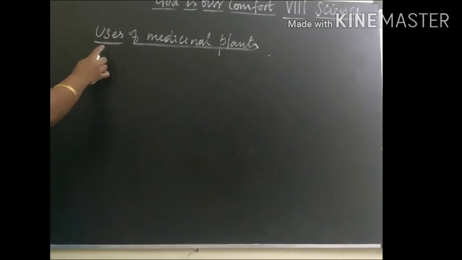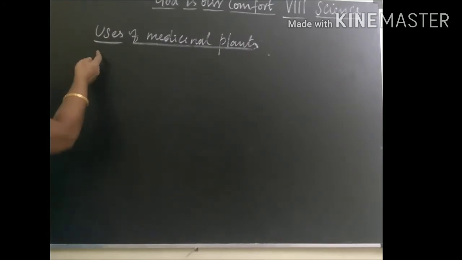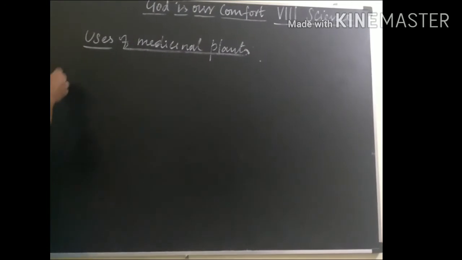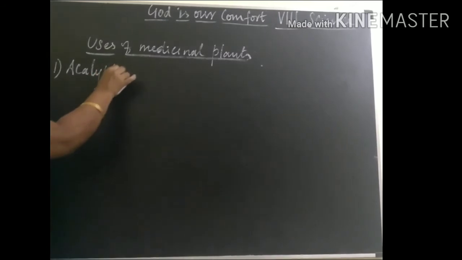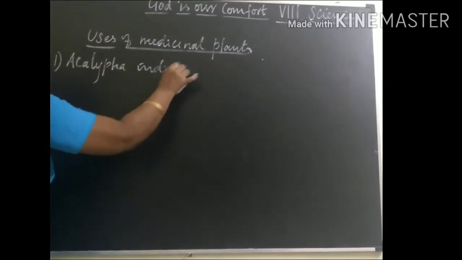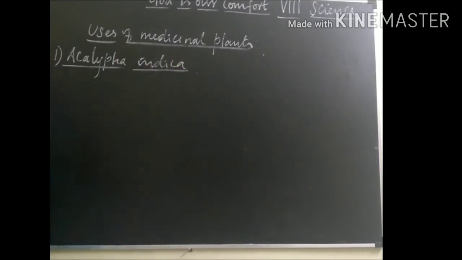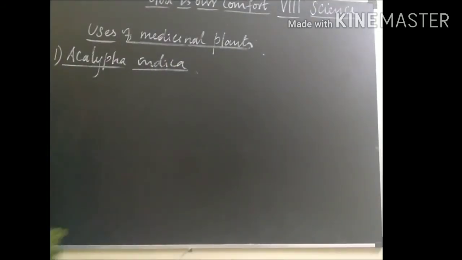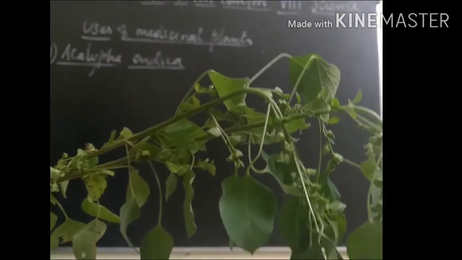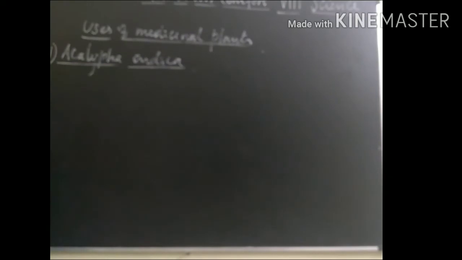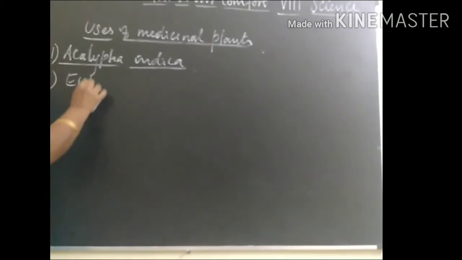Plants are useful to us in many ways, we know that. Some plants along with their parts, it may be leaves or stem or barks or fruits, are used as medicines. First plant, Acalypha indica. Kuppaimeni. Kuppaimeni plant. Yes, it belongs to the family Euphorbiaceae.